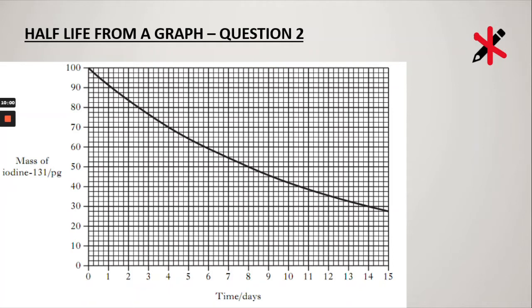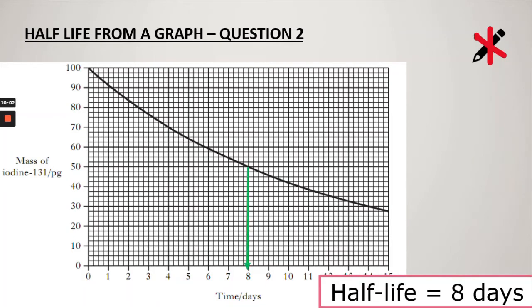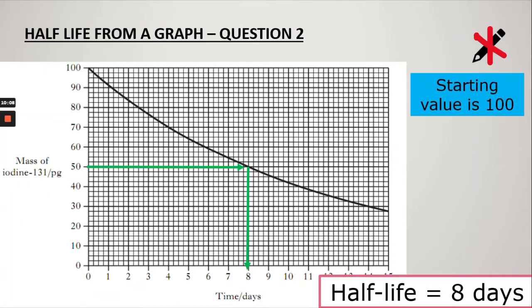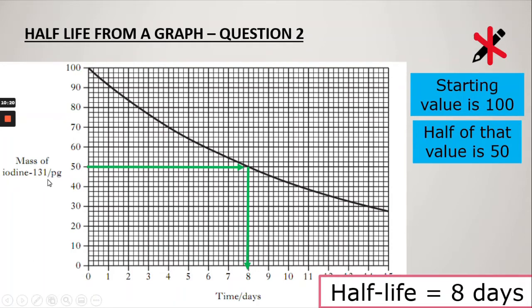Okay, so I'm going to run through the answer again. Hopefully you figured out that the half-life is 8 days. My slide's not in order this time, but we started at 100 and half of that value is 50, so we're just going along to find out how many days it took for the mass to fall from 100 to 50. The units are a little bit unusual here.